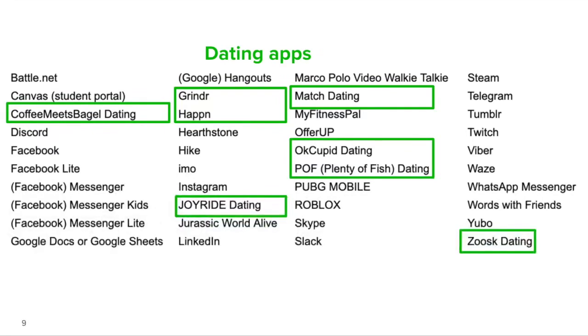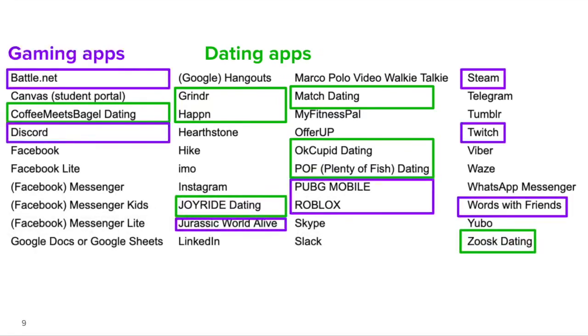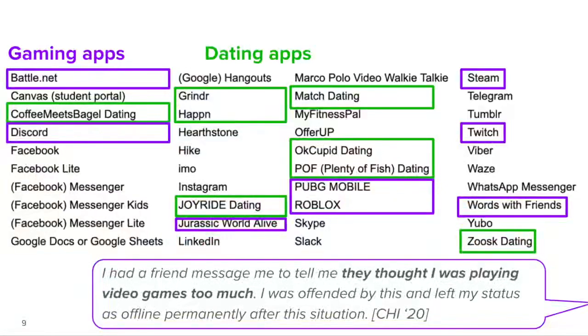Several of these apps are related to gaming or entertainment. So, in the cases identified by Buchenscheid et al., where they could see people coming online during work hours, maybe it would be especially damning if they were playing games during work hours. In our own follow-up work from Kai, one participant noted that they were confronted about their video game habits. They said, I had a friend message me to tell me they thought I was playing video games too much. I was offended by this and left my status as offline permanently after this situation.